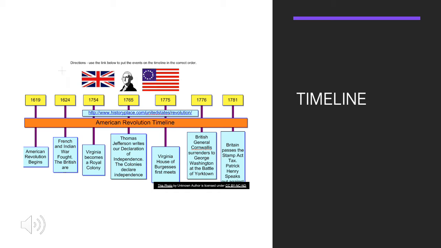This is an example of a timeline. You can see that it is used here to show readers the order of important events that happened during the American Revolution from 1619 all the way to 1781.